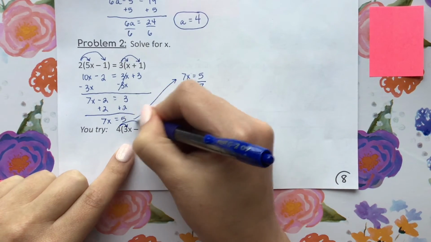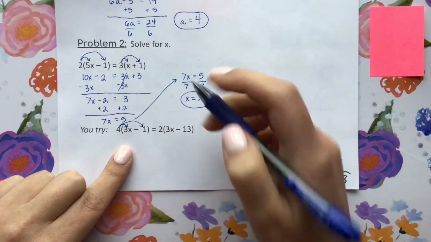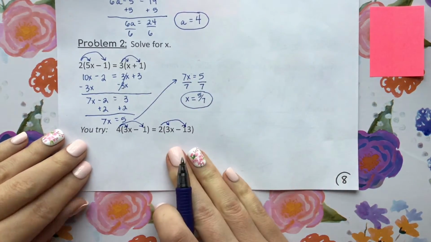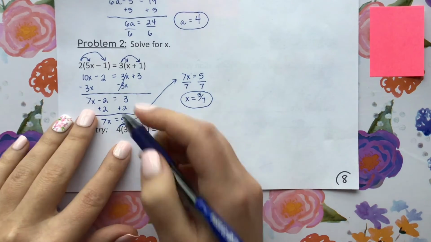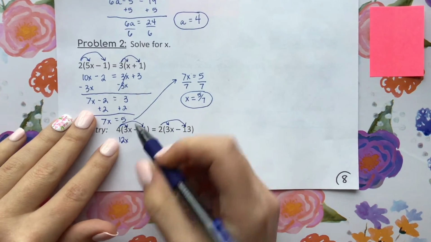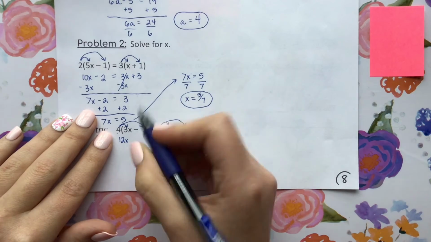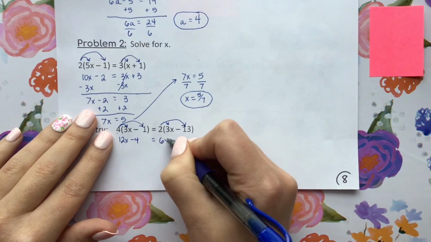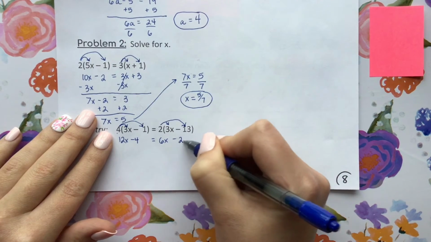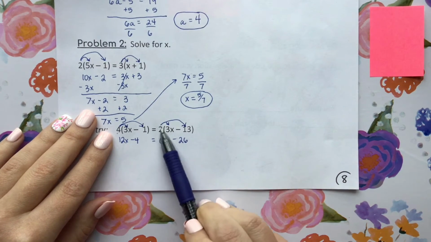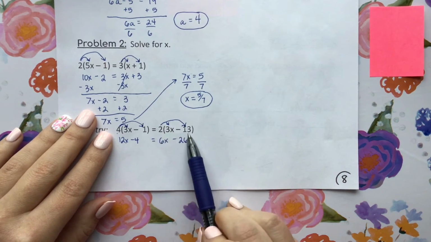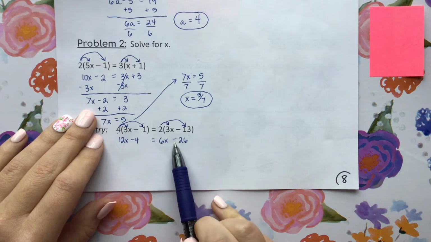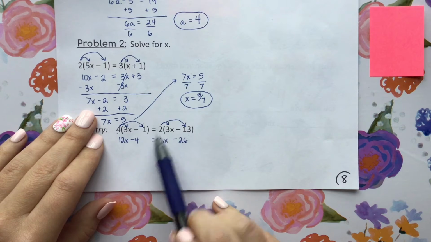Send the 4 to this set of parentheses, but we're going to send the 2 to this set of parentheses. So 4 times 3x is 12x. 4 and 1, so I'm going to say minus 4, is equal to 6x minus 26. So this 2 got sent to the 3x, and this 2 got sent to the 13. And remember, I'm just using the sign that I see here, unless it were a negative number.